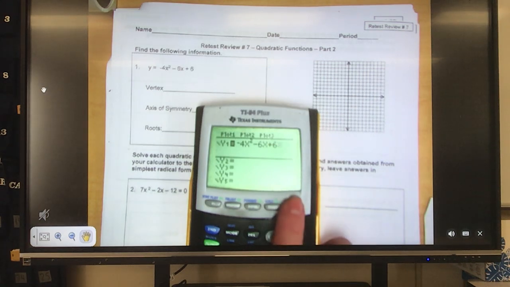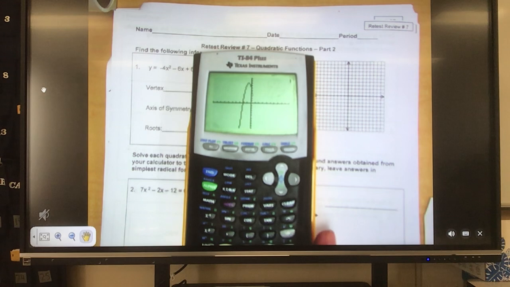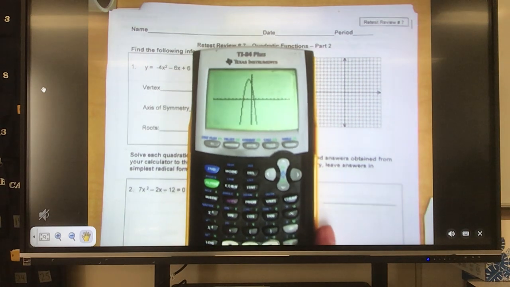I hit graph. When I hit graph, I have all the ingredients I need. This one has a good graph. It shows me my vertex, shows me my roots, and I have my symmetry. So that vertex, is that a maximum or minimum? Maximum. It's a maximum because it's the highest point of the graph.